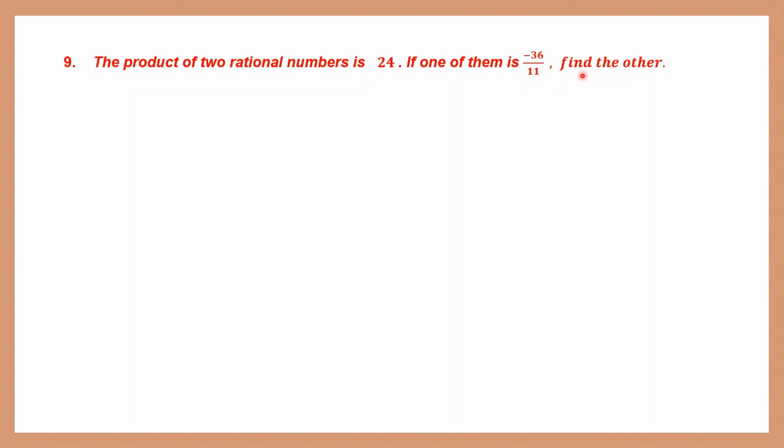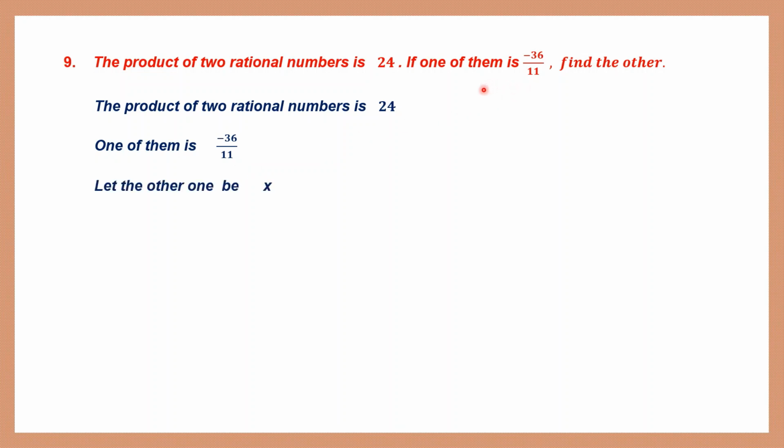So let's begin. The product of two rational numbers is 24. This is given to us in the question itself. One of them is minus 36 by 11. This is also given to us in the question. Now let the other one be x, that is the unknown number. That means if we multiply minus 36 by 11 into x, we should get 24.